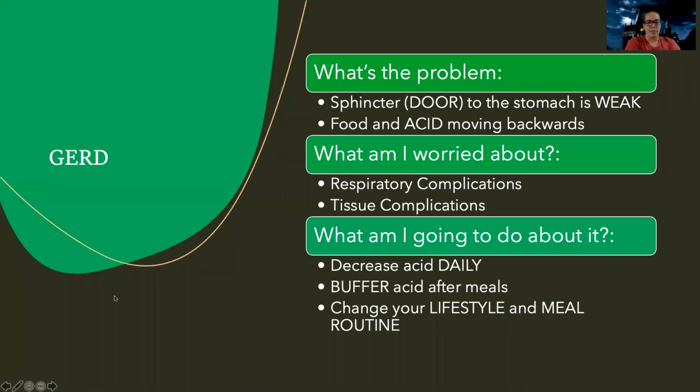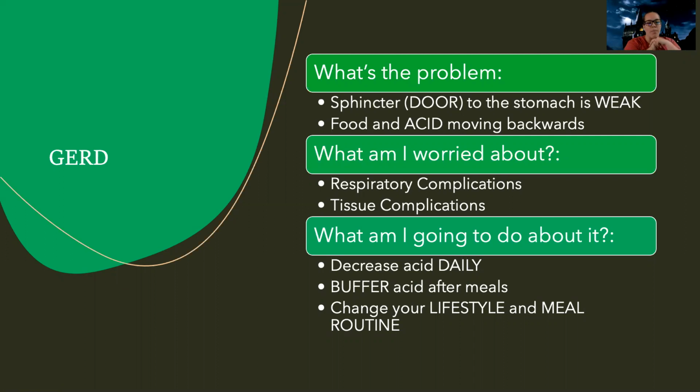All right, this is going to be fast and furious, so it's going to be a lot of different ones. So definitely get your bootstraps ready. So how about GERD? The problem in GERD is the sphincter, or the door to the stomach, is weak. In other words, the door in between your esophagus and your stomach is weak. And because it's weak, food and acid start moving backwards, which leads to a lot of uncomfortable symptoms.